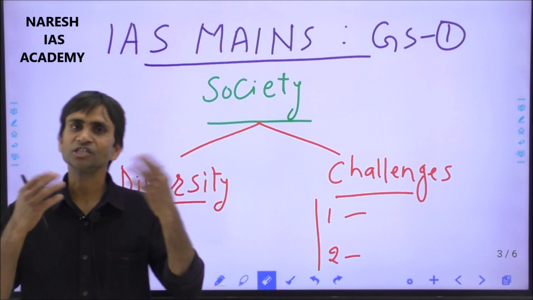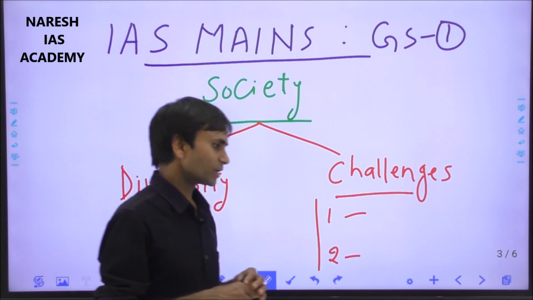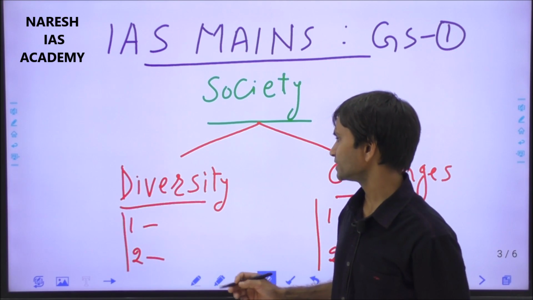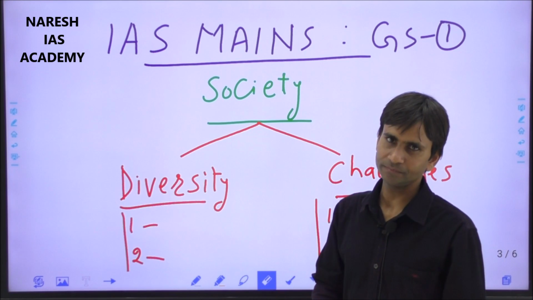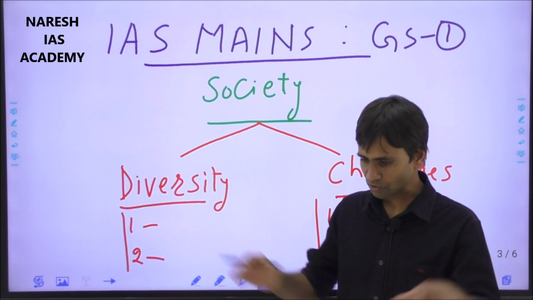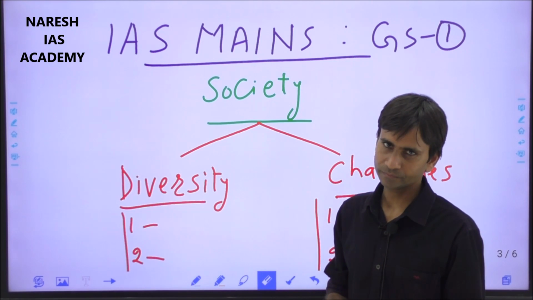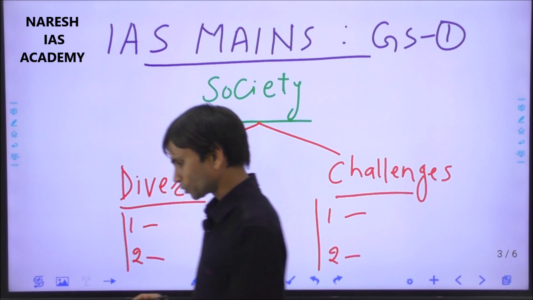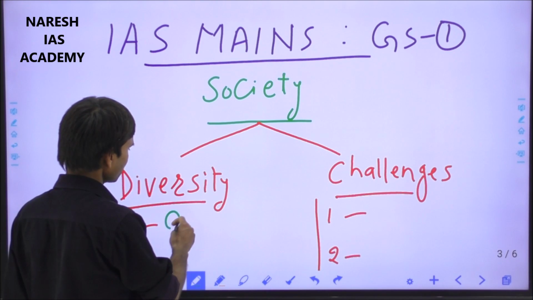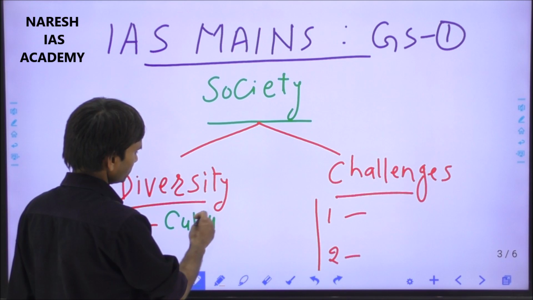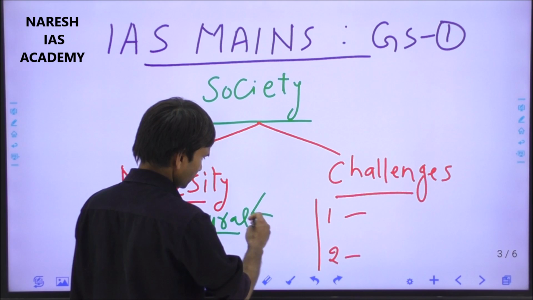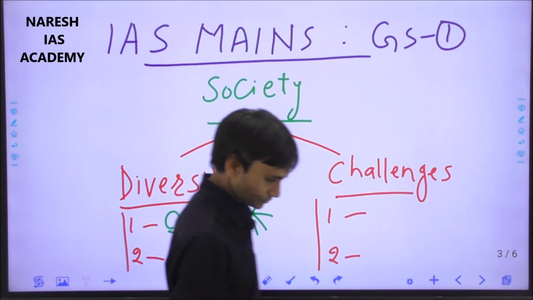But here I am going to discuss the important aspect: what do you mean by diversity, and on what basis is diversity found in the Indian nation? So mainly when we talk about diversity, it is generally cultural diversity, and the cultural diversity is defined on four bases.